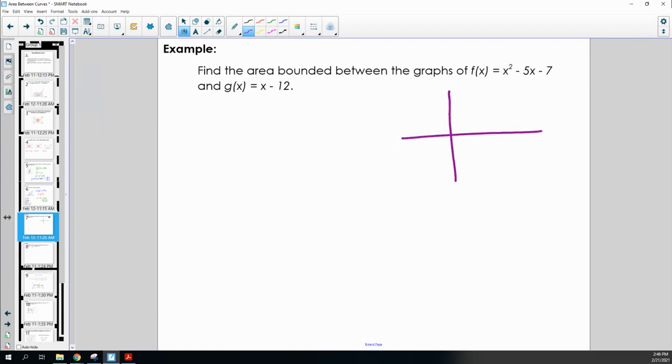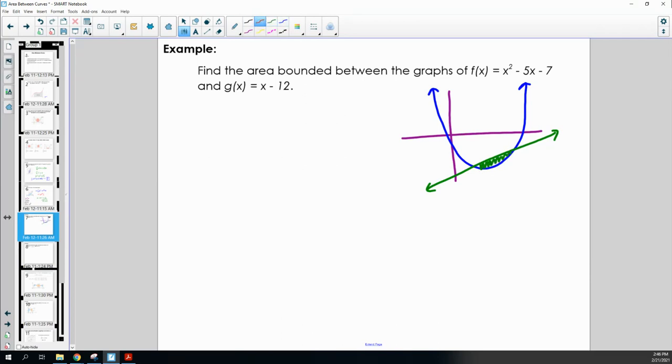So we have our normal function, x squared minus 5x minus 7. So that's going to be a positive parabola. So it's going to look something like this. That's pretty bad. And then we have a line that's x minus 12. So I'm just not drawing anything to scale, but whatever, something like this. So they're going to intersect at some space, and we're going to have this little area between the two.